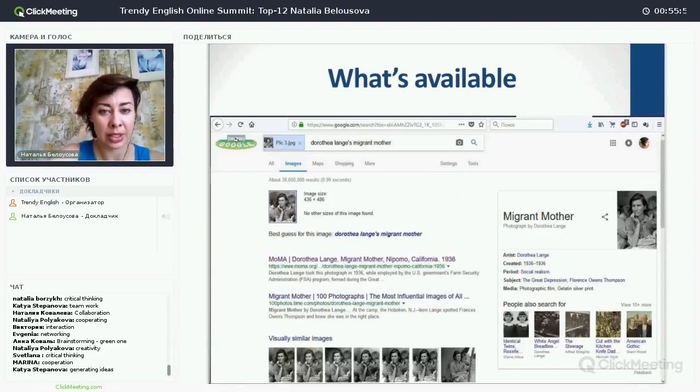Then the students can just browse and read different information about this picture and why it is one of the most influential pictures of the 20th century. They find out that it was taken during the Great Depression in the United States, and this is a family of pea pickers and so on. They can do it themselves, and I think it's a really meaningful type of homework that you can give them before they start doing the Coursebook tasks and before they start reading the text, because then the conversation is going to be much more meaningful.